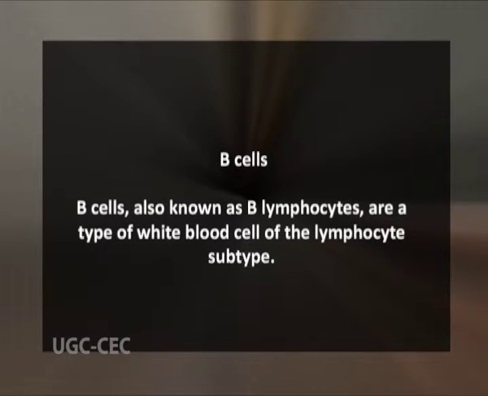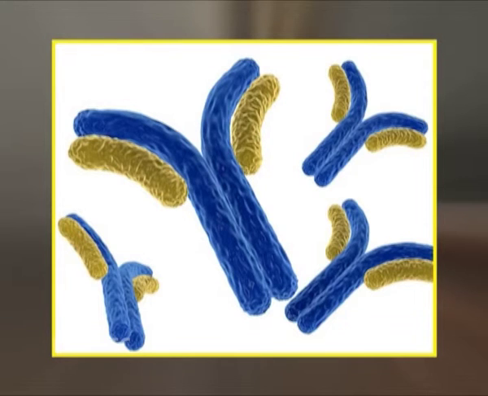Now let's try to learn about B cells. B cells, also known as B lymphocytes, are a type of white blood cell of the lymphocyte subtype. They function in the humoral immunity component of the adaptive immune system by secreting antibodies. Additionally, B cells present antigen and secrete cytokines.